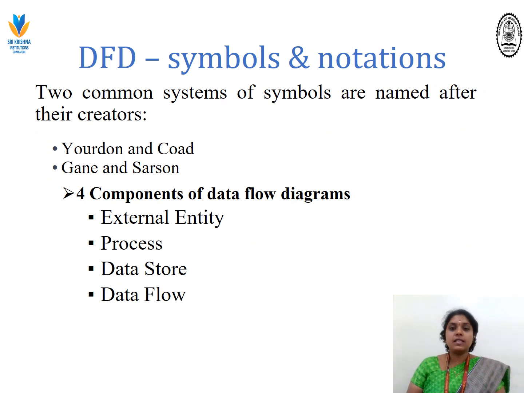Let us see the symbols and notations in DFD. Two common systems of symbols are named after their creators, one is Yourdon and Coad and the other one is Gane and Sarson. These are the authors who have derived the symbols and the notations of DFD. Let us see it in detail. The four components of a data flow diagram are: the first one is external entity, the next is process, after that data store and data flow. These are all the four major components of your DFD.